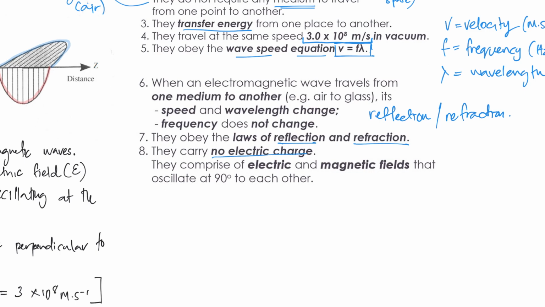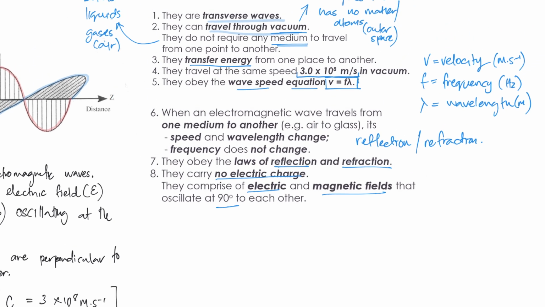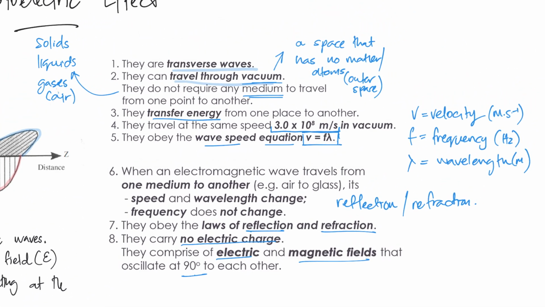There is no electric charge. They comprise electric and magnetic fields that oscillate at 90 degrees to each other.